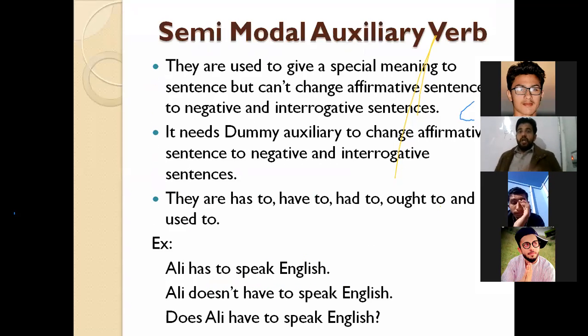Semi-model auxiliary: the quality is that it does not create any meaning in a sentence. Sorry, it creates meaning in a sentence, but it is unable to change affirmative sentence to negative and interrogative.